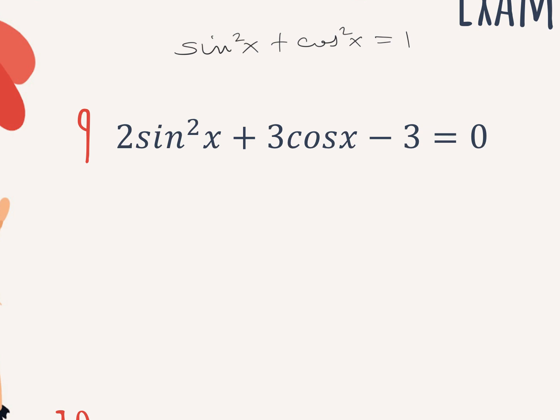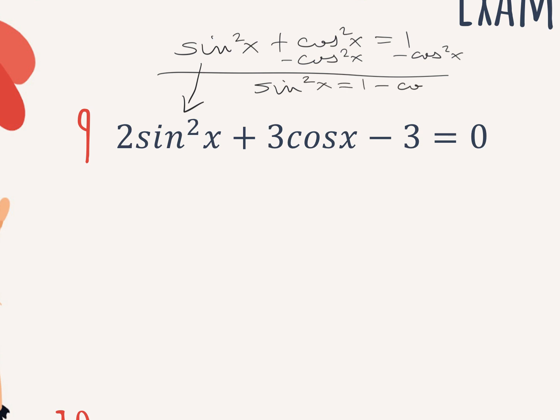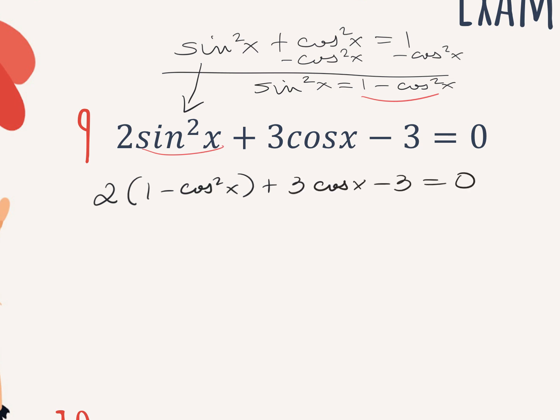I'm going to go ahead and solve this for sine, and then I'm going to replace sine squared x with what I get. So I'm going to go ahead and subtract the cosine squared x, and I get sine squared x equals 1 minus cosine squared x. So this is what I'm going to substitute in for my sine squared x. So I get 2 times 1 minus cosine squared x plus 3 cosine x minus 3 equals 0.